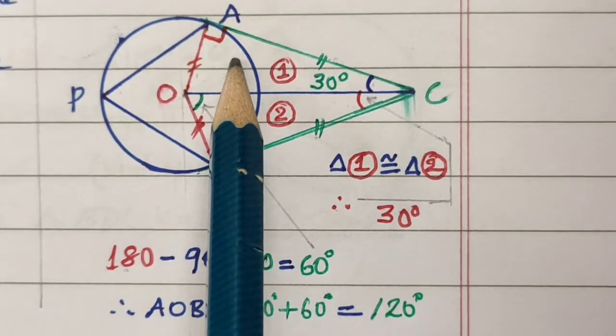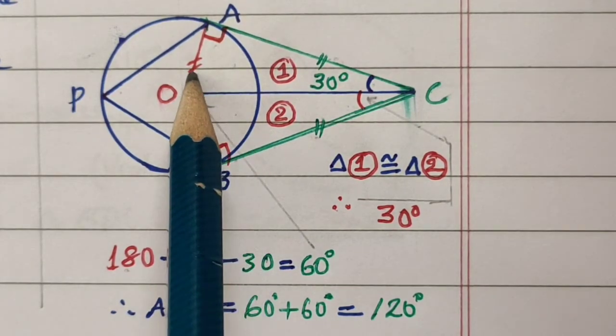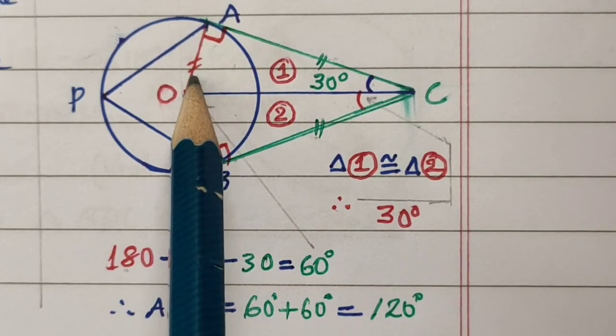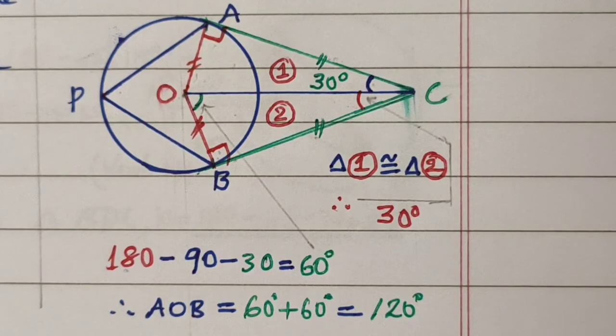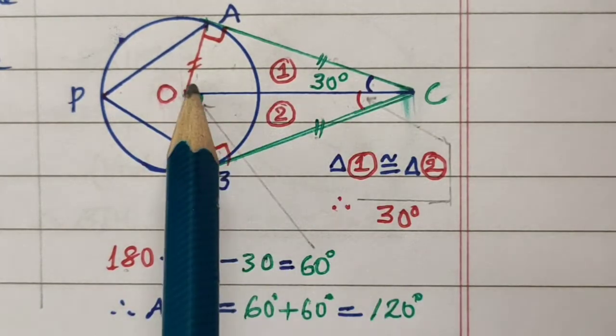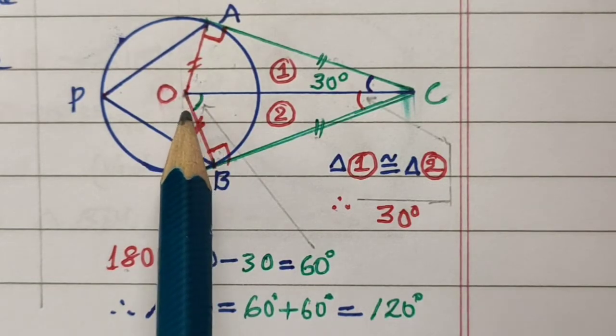We know these two triangles are congruent. Therefore, this angle is equal to this angle. We found out this as 60 degrees. 60 plus 60 is 120. We have found out the second part of this question. We found out this as 30 degrees and this as 60 plus 60, that is 120 degrees.